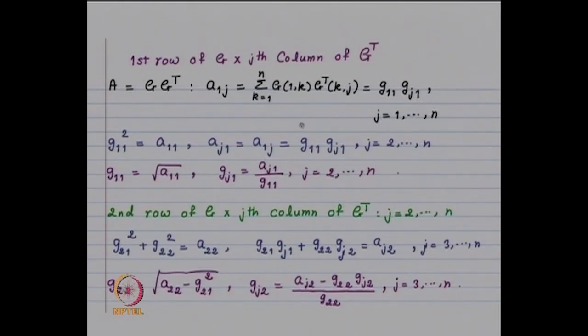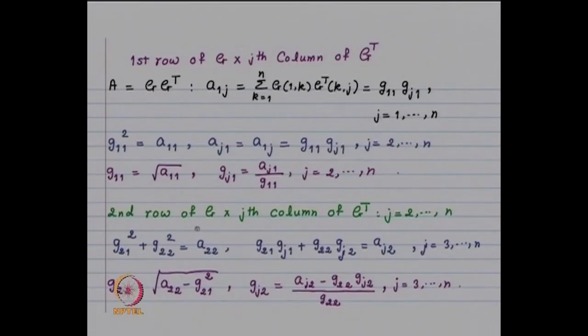So, put j is equal to 1, that will give you G 1 1 square to be equal to A 1 1, and that means for G 1 1 we take the positive square root. So, you have got root of A 1 1. Then for the other values, A j 1 is the same as A 1 j because our matrix is symmetric, and then you have got G 1 1 G j 1 for j is equal to 2 up to n. G 1 1 is determined. So, G j 1 will be A j 1 divided by G 1 1, j is equal to 2 up to n. So, we have determined the first row of G transpose which is the same as the first column of G.